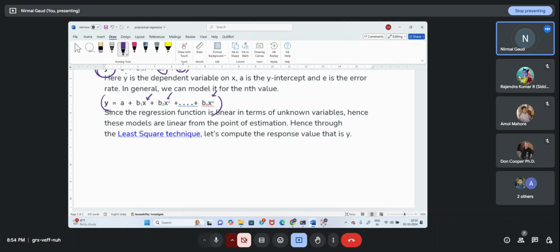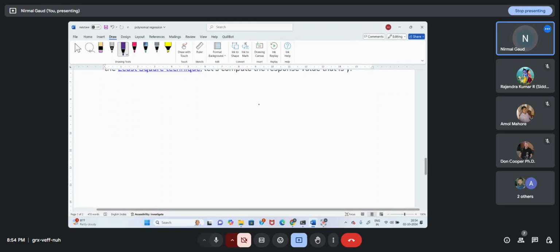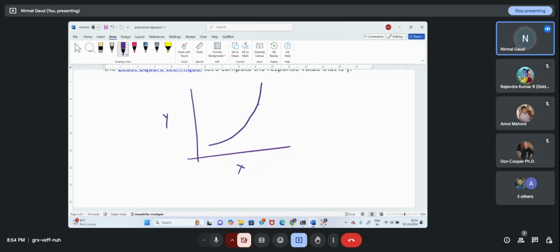Okay, it shows the polynomial relationship. If I draw a plot between x and y, this is x, this is y, it will certainly look like this polynomial relationship rather than a linear one. Rather than linear, it is showing such a kind of curve.